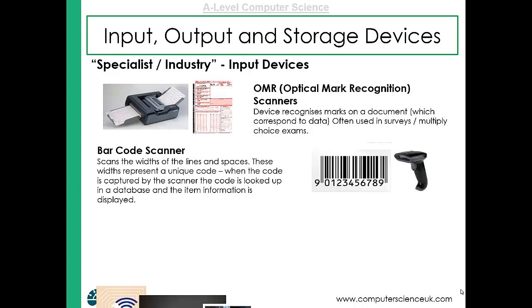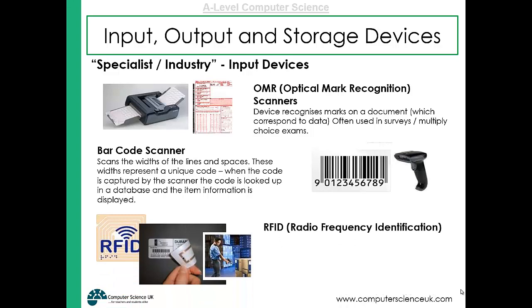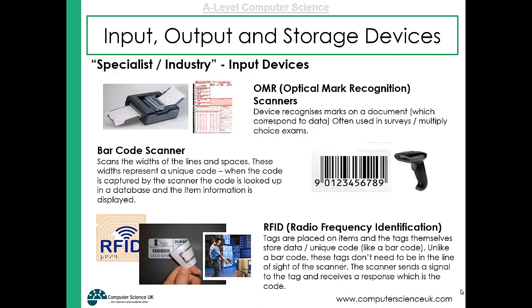RFID, radio frequency identification, is similar to barcode scanners, but they don't need to be in the line of sight. So to be able to actually read an RFID code, you don't actually need to be able to see it. Tags are placed on items, and the tags themselves store data in a unique code. Unlike a barcode, these tags don't need to be in the line of sight of the scanner, so the scanner sends a signal to the tag and receives a response, which is the code.